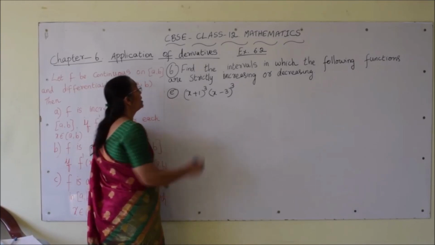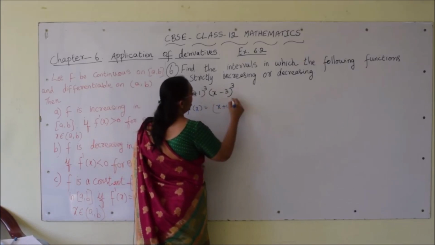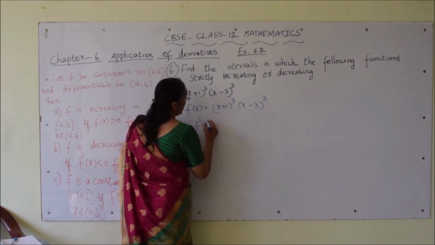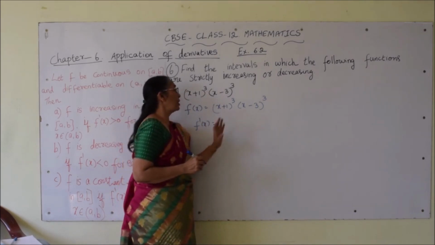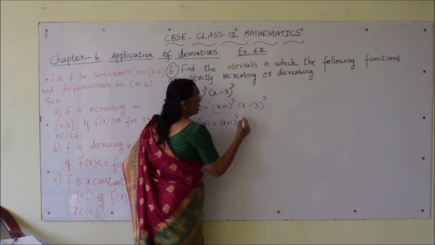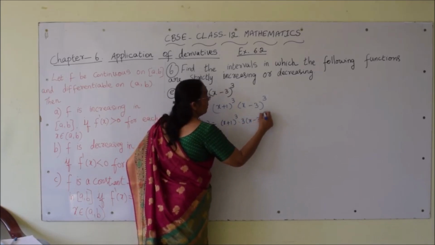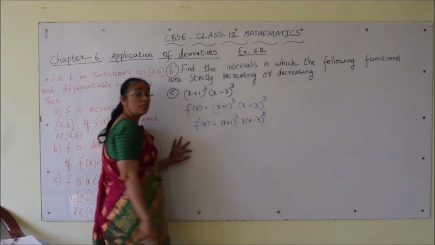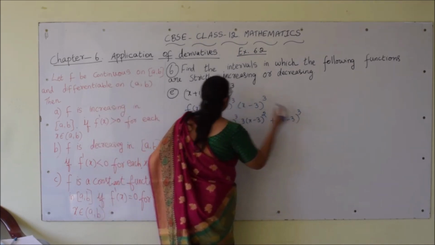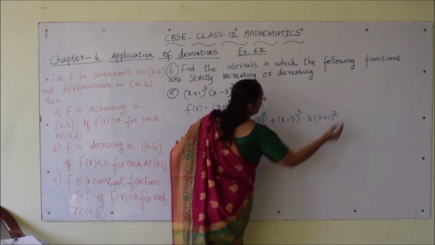Sixth problem, part E. Given f of x as (x plus 1) whole cube times (x minus 3) whole cube. So f dash of x is equal to, now let us apply the product rule to find the differentiation, which is (x plus 1) whole cube into the differentiation of (x minus 3) whole cube, which is 3 times (x minus 3) whole power 2 into the differentiation of x minus 3, which is 1, plus (x minus 3) whole power 3 into the differentiation of (x plus 1) whole cube, which is 3 times (x plus 1) whole square into the differentiation of x plus 1, which is again 1.